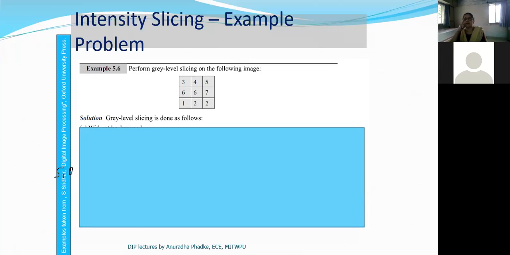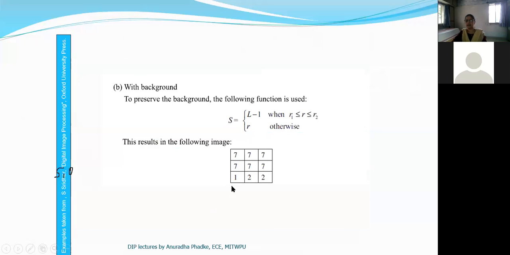Few students already typed the correct answer. Yes, Sharan, Aryan, Soumya, your answers are correct. Sakshi, Mehak, all of you have given me correct answer. Now, if we look at the last row, all these 3 pixels, 1, 2, and 2, these values are outside the given range, which is 3 to 6. Now, as we are preserving the background, we have to keep these values as it is. So, with background, result is as shown here. Your first row is 777, second row is 777, and last row is 122. So with your answers, I think all of you have understood this gray level slicing with and without background. Okay, so let us move to next point processing operation.